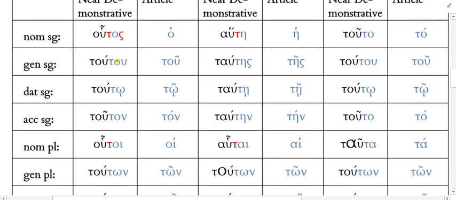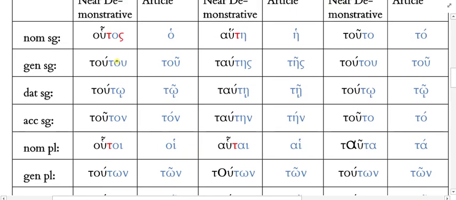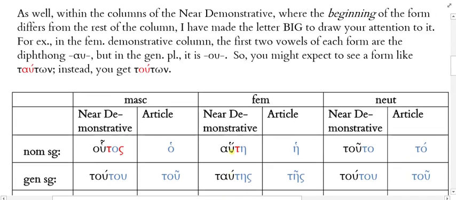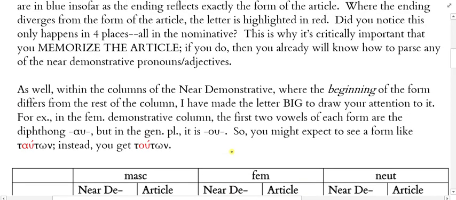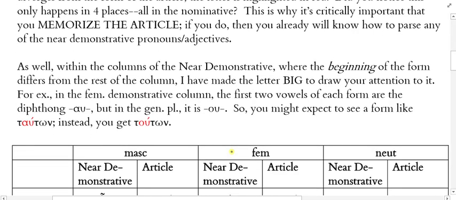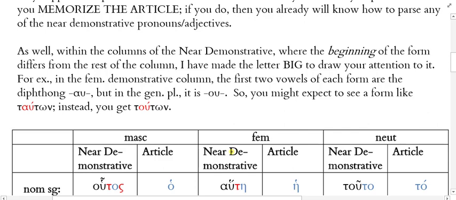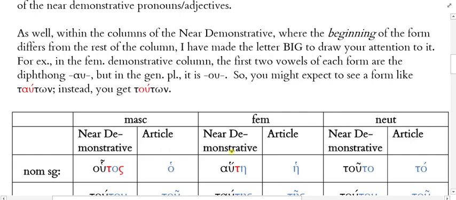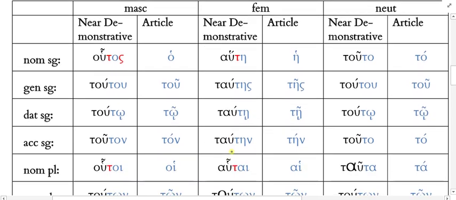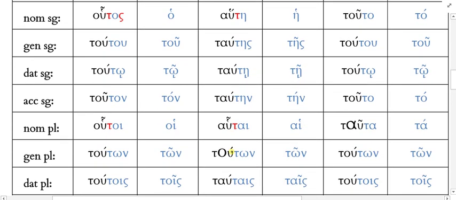All right, so you'll see that really there's only a few places where that happens: in the nominative singular of the masculine and feminine and the nominative plural of the masculine and feminine. Everywhere else, the end half of the near demonstrative is exactly like the article, so they're both in blue there. So it's critically important that you memorize the article, as I've mentioned before. If you do, then you'll know how to parse any form of the near demonstrative pronoun or near demonstrative adjective. What's also here within the columns of the near demonstrative is that where the beginning of the form differs from the rest, I have made the letters big to draw your attention to it. So if you take a look here, I'll show you that in this place right here, I have a capital alpha here, okay? So I'm just drawing your attention to this form and to this form right here.